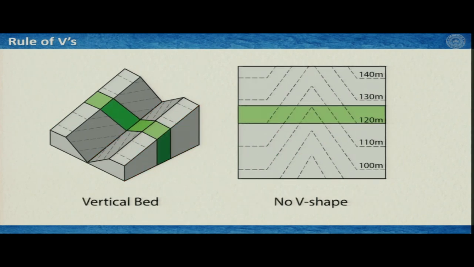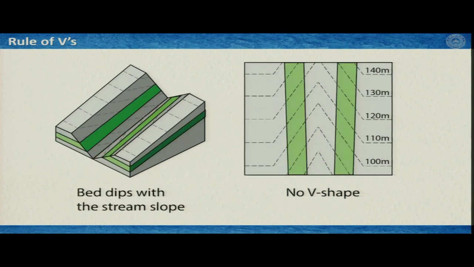If we have a vertical bed, that means this is 90 degrees and again this is the downstream, that is the upstream, and the vertical bed interestingly would not produce any V in the top view or in the topomap view. So, it would not be influenced by any of the contour lines and it would run straight as it was.